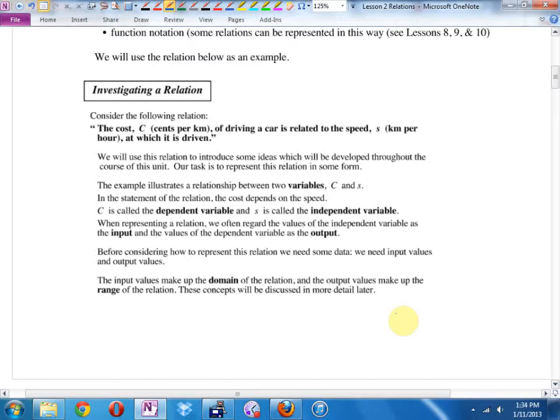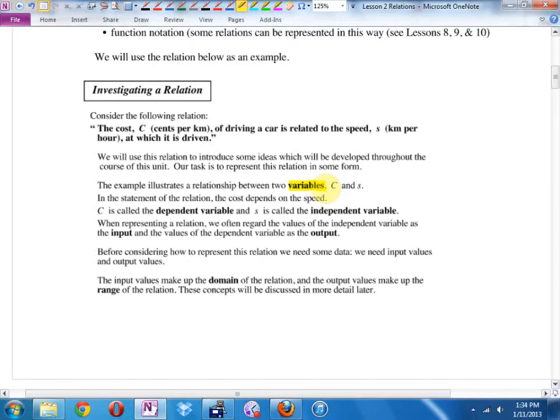We're going to use this relation to introduce some ideas. Our task is to represent this in some form. You ready? Here we go. So this illustrates a relationship between two variables. What are my two variables? C and S, X and Y, J and K, whatever. I use X and Y if it's a generic graph.